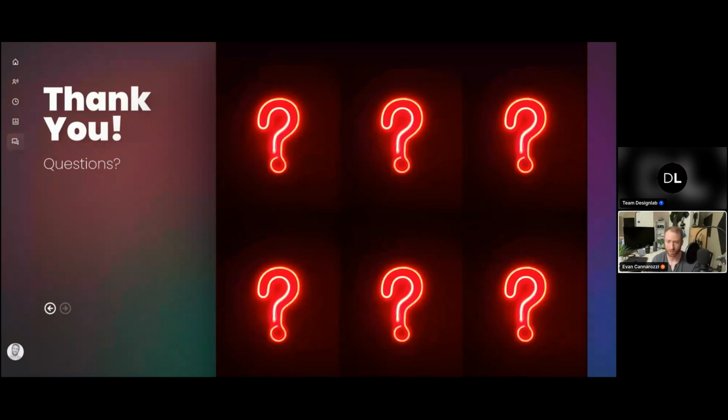So that works both ways. But most importantly, it's good to have a very healthy relationship with your development team. Be friendly with them. They're bringing your design work to life.